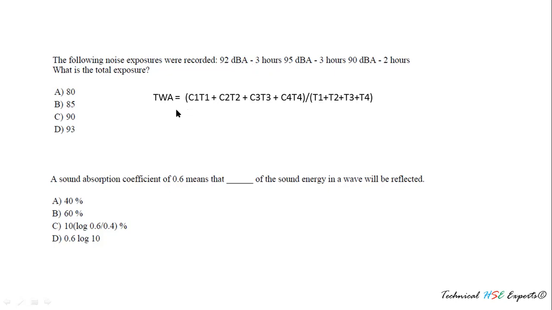So here the calculation becomes 92 multiplied by 3, plus 95 multiplied by 3, plus 90 multiplied by 2, and divided by 3 plus 3 plus 2. Exactly. So the answer will become 93. Exactly, it will be 93.